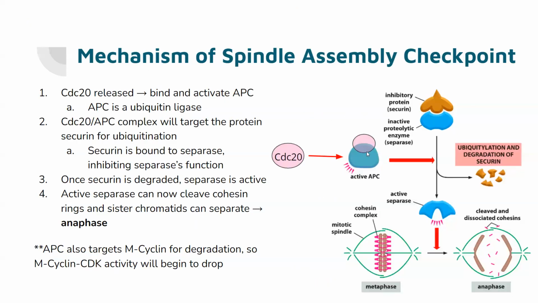And so once this securin, it's almost like holding hostage the separase. Once the securin, the kidnapper, you could say, gets taken care of by the APC, tagging it for degradation, this separase is now free to go and do its job of cleaving the cohesin, which is holding the sister chromatids, homologous chromosomes together.